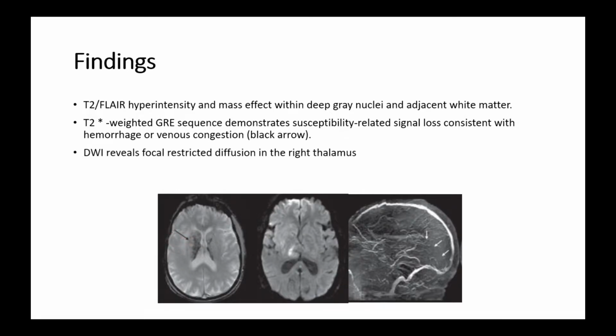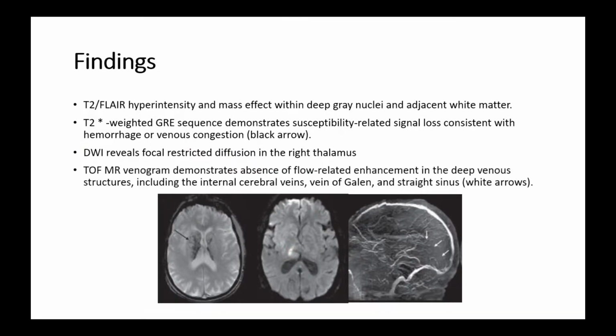On diffusion weighted images, there is focal restricted diffusion in the right thalamus, and the time of flight MR venogram demonstrates absence of flow-related enhancement in the deep venous structures, including the straight sinus, vein of Galen, and internal cerebral veins.